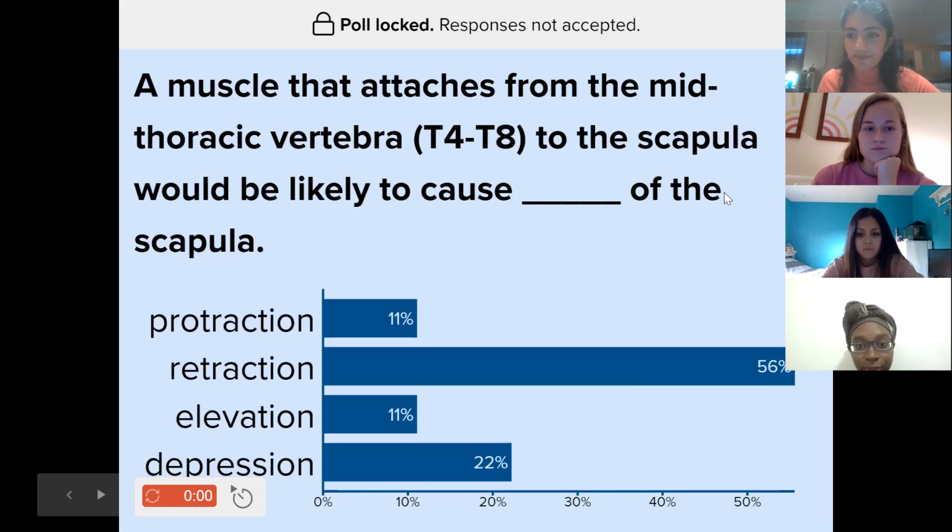Did I say that weirdly? I just need a volunteer to explain a scenario that you can do on your body to depress your scapula. You can act it out or you can just tell me.